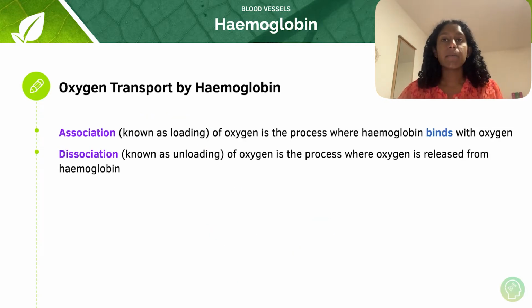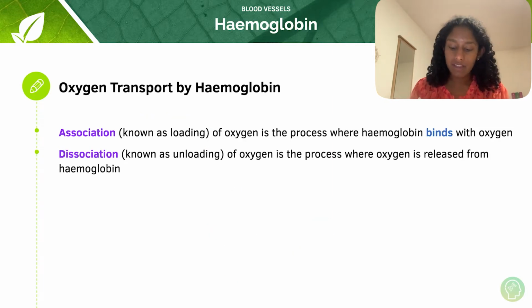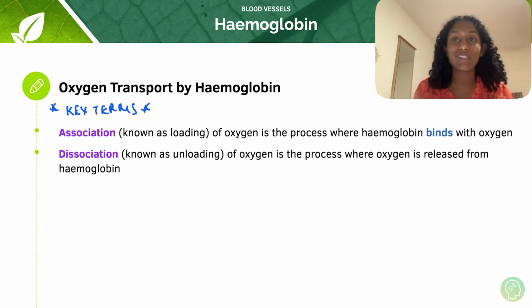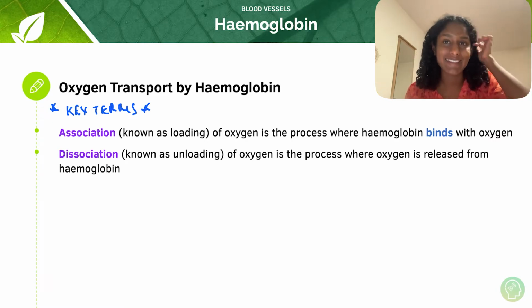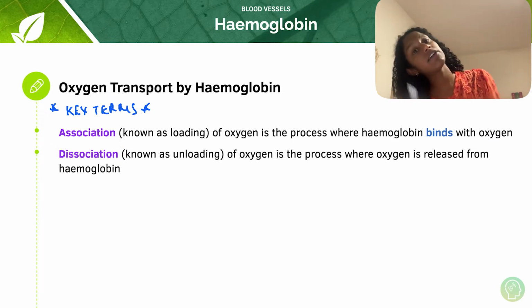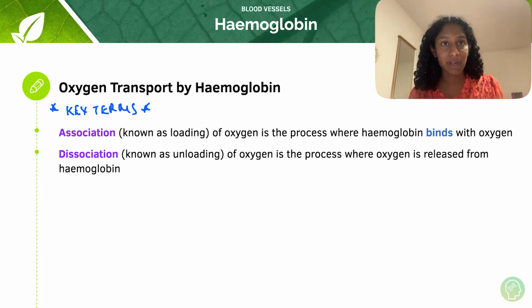Now let's think about oxygen transport by haemoglobin and some key terms that you will need to get very familiar with by the end of this tutorial. We'll be using them lots and lots, so don't worry, I'm sure they'll come very naturally by the end. Number 1 is association. This is the loading of oxygen onto haemoglobin, so we say that oxygen associates with haemoglobin, it binds with haemoglobin. Likewise, there's dissociation, which is the opposite. When oxygen is unloaded from haemoglobin, we say it's dissociated from haemoglobin.